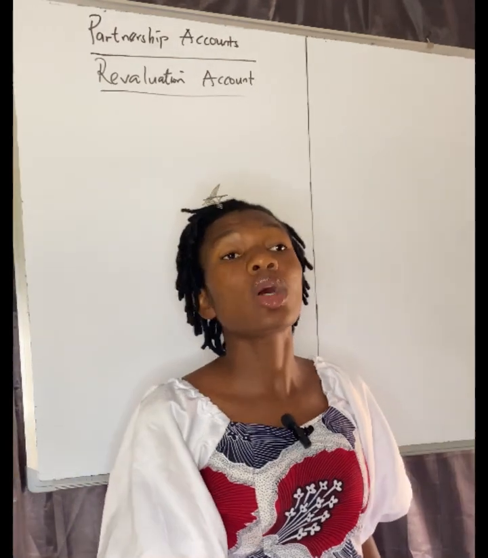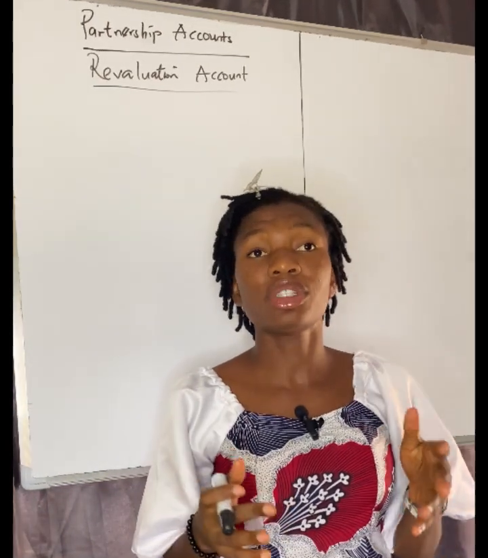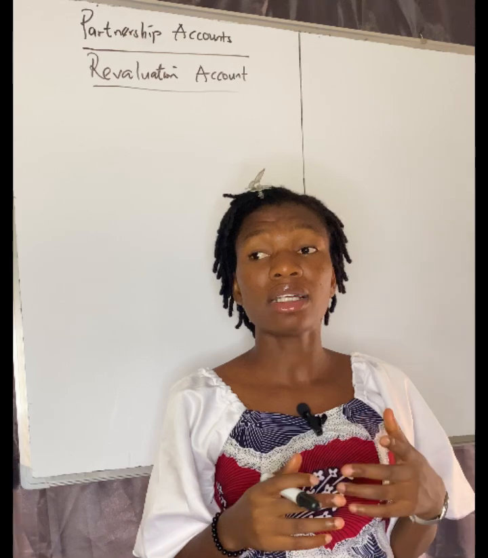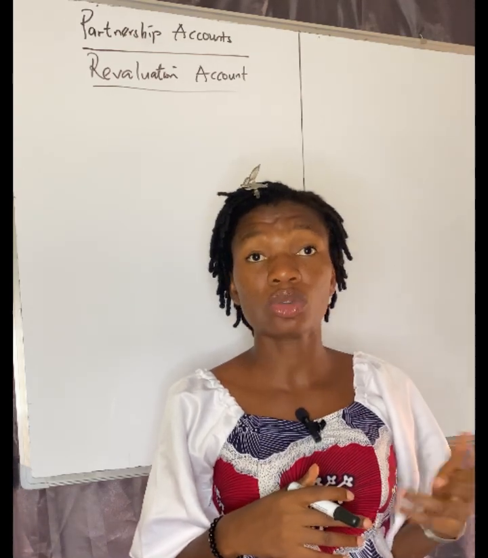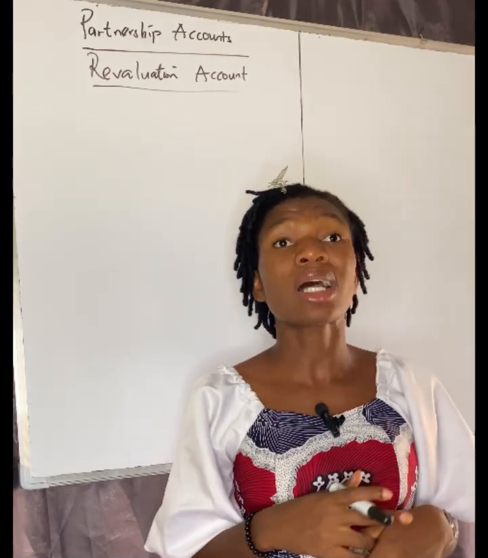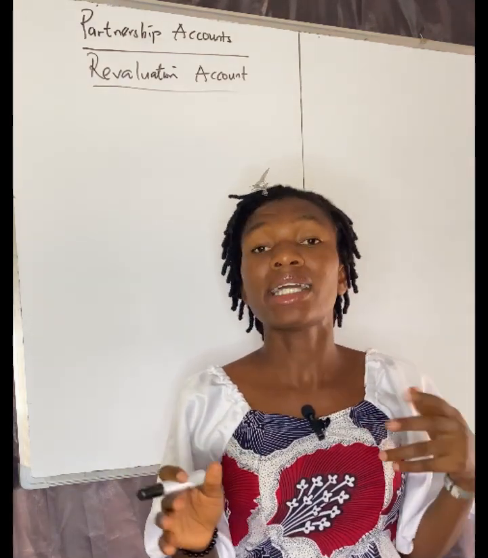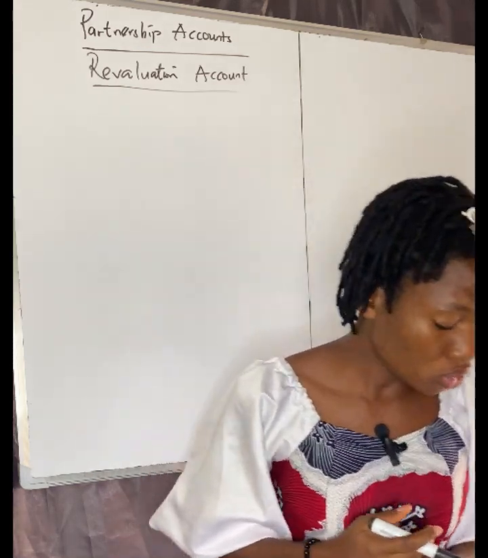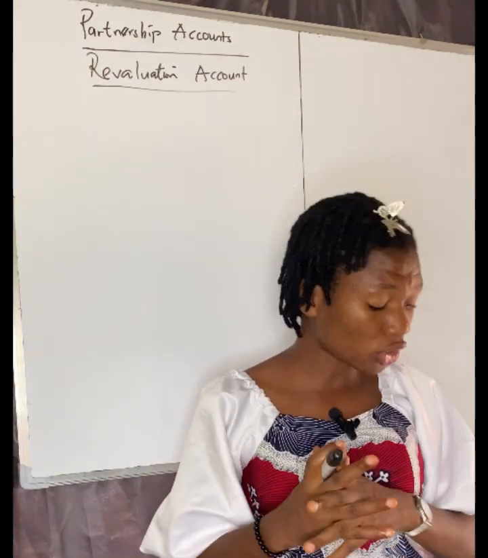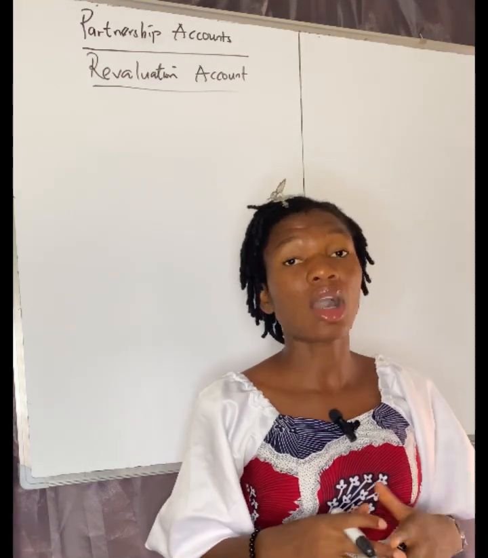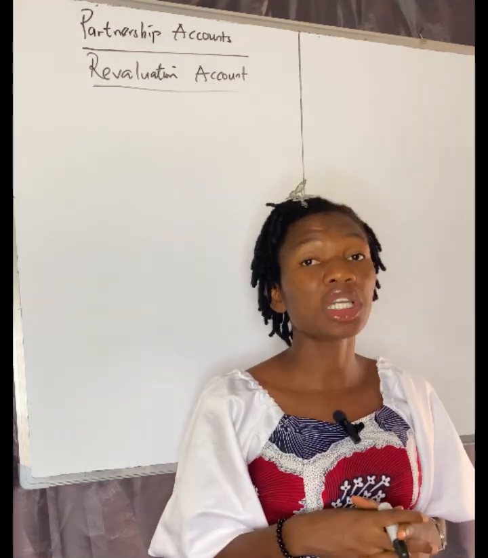It is worth remembering that the revaluation account also has a direct impact on the partnership capital account. So after we have done the total revaluation, we then share the profit or losses in the agreed ratio, and then credit or debit the partners' capital accounts when necessary. So we're going to start with the goodwill account. That's going to be easy because we have done something on goodwill. We'll quickly look at the goodwill account, and then we'll move straight to the revaluation account.